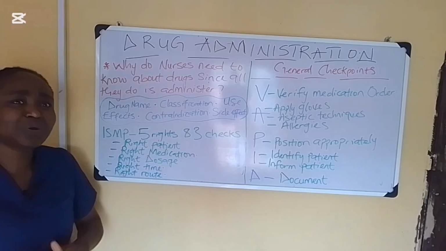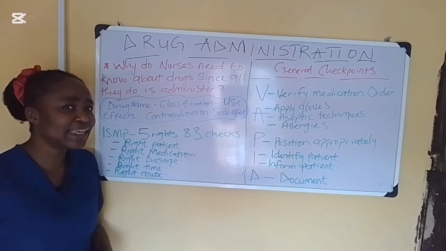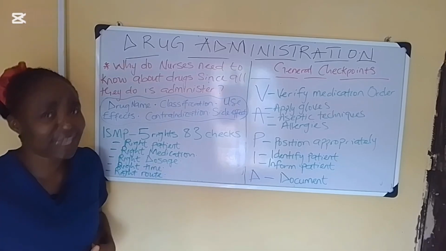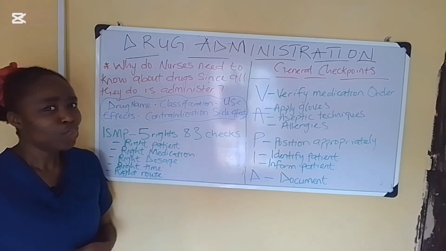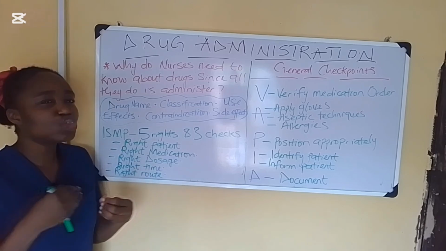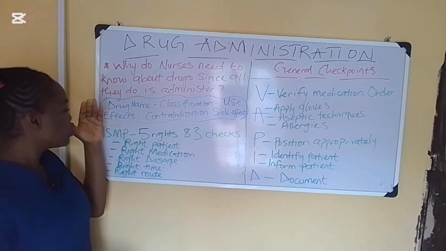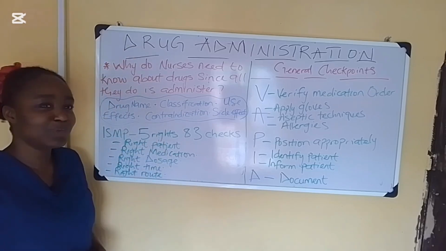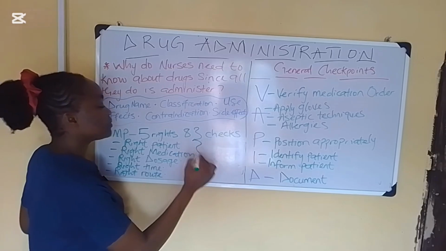You don't want to take a drug that should be administered intramuscularly directly into the vein. You don't want to take a drug that should be administered rectally and give it orally. You don't want to make these mistakes because these drugs have been modified to suit their route of administration. So the nurse is supposed to follow these 5 rights while administering medication. Now, what are the 3 checks?